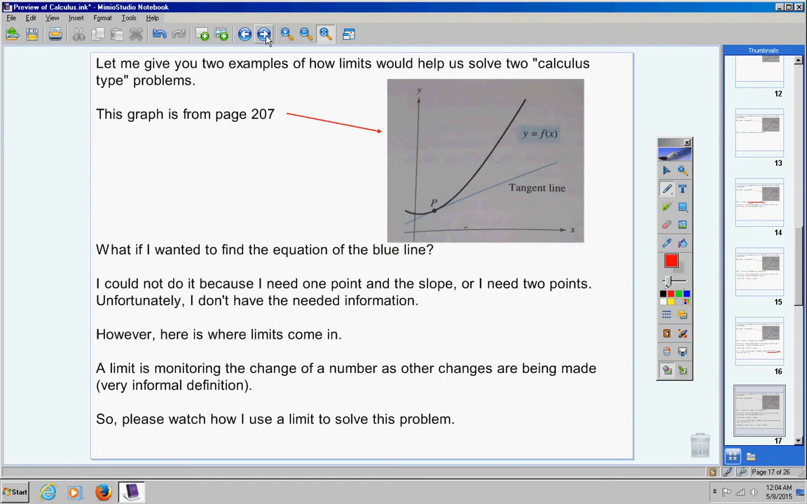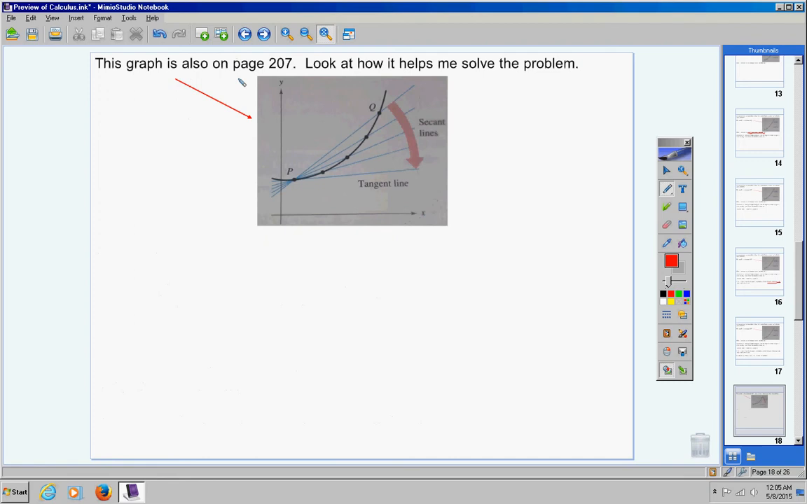Now please watch this and see how I use a limit to solve this problem. This graph is also on page 207, so you can make note in your notes, page 207, the other graph. You can also turn there if you want to. Look at how this helps me solve the problem. Now watch this very carefully. Here's the blue line that I wanted to find the equation of, and I couldn't do it.